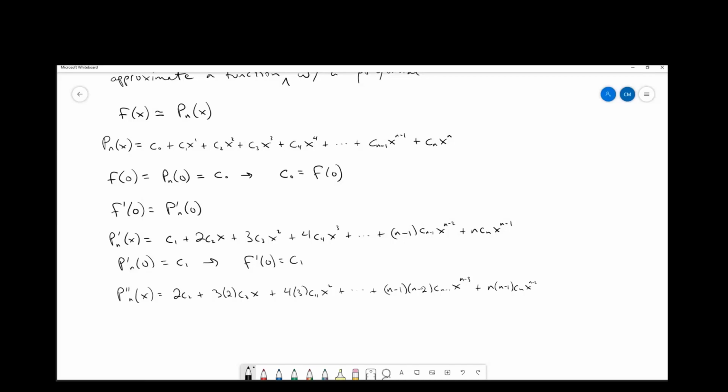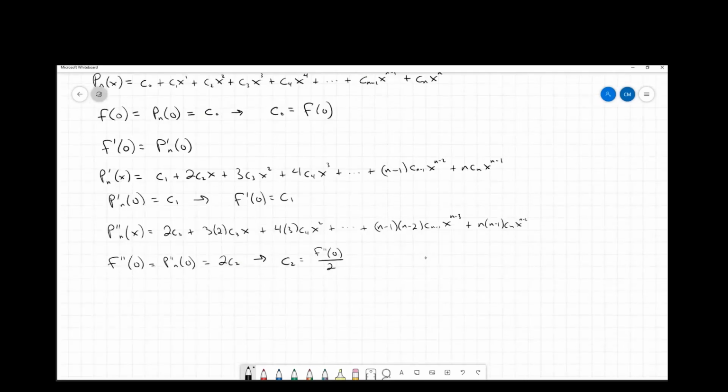Okay, so that's the second derivative, and again, we're trying to make sure that the function and its polynomial approximation both have the same second derivative. In other words, we would like the second derivative of the function at 0 to be equal to the second derivative at 0 of the polynomial. And now that I've written out that second derivative, those x's, when I plug in 0, are all going to go away, and I'm just left with 2c2. And so this is telling me that c2, that third constant, has got to be equal to the second derivative evaluated at 0 divided by 2.